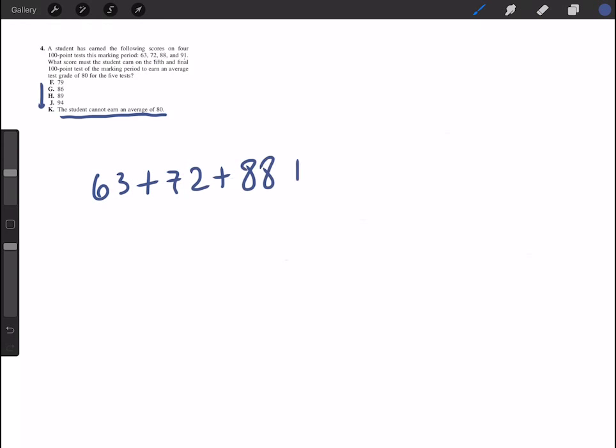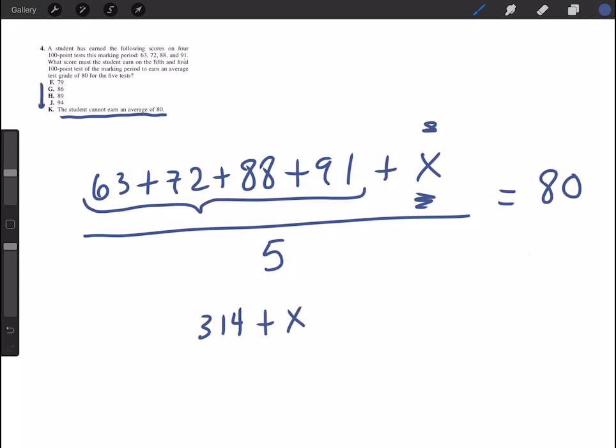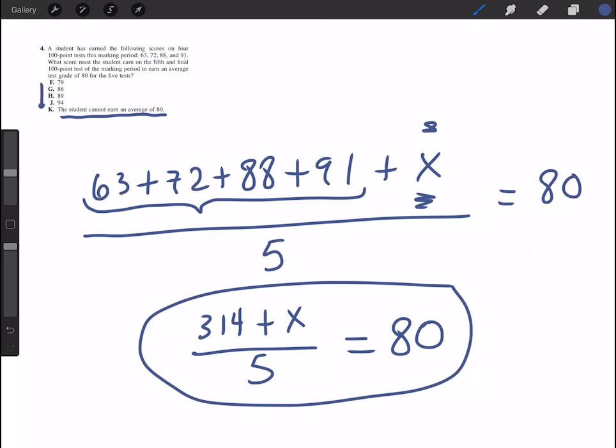In other words, you would need to know that adding 63 plus 72 plus 88 plus 91 plus that x value, the unknown score, and then dividing everything by 5 would be equal to 80. You still need to know this. But here's what you can do instead. You add all of these numbers first, which we already did, and we found that the answer to that was 314. So you're essentially left with 314 plus x divided by 5 is equal to 80.